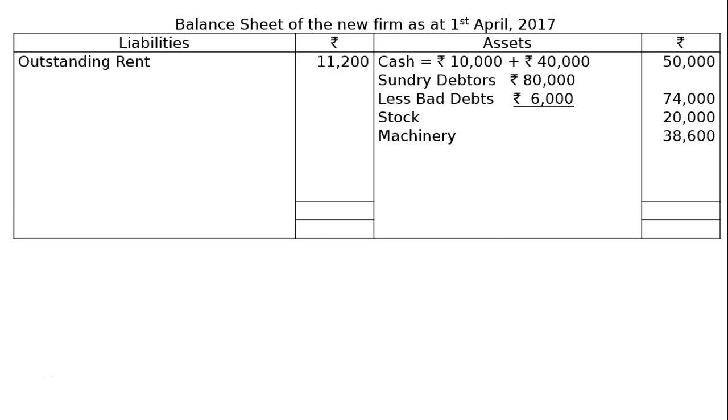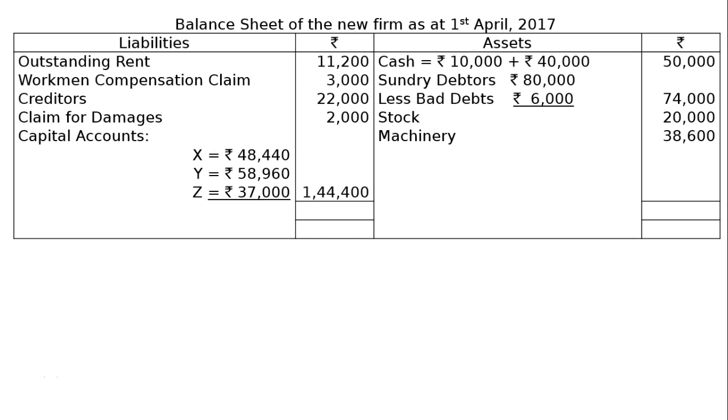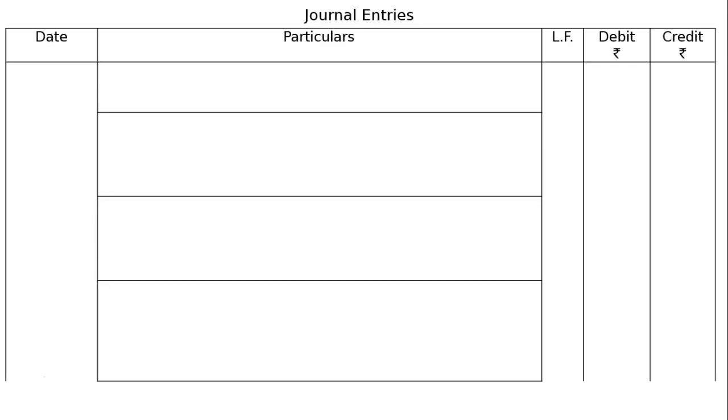Now come down to the liability side: outstanding rent, new revalued value brought down to rupees 11,200. Workmen compensation claim 3,000 due to adjustment number 2. Creditors increased by 2,000, new value. Claim for damages, new item, rupees 2,000 in the liability side. Capital accounts: X rupees 48,440, Y rupees 58,960 and Z rupees 37,000. The total amounted to rupees 1,44,400, and the total of the balance sheet, both sides, is rupees 1,82,600. And journal entries: date, particulars, ledger folio, debit, credit with rupee symbols.